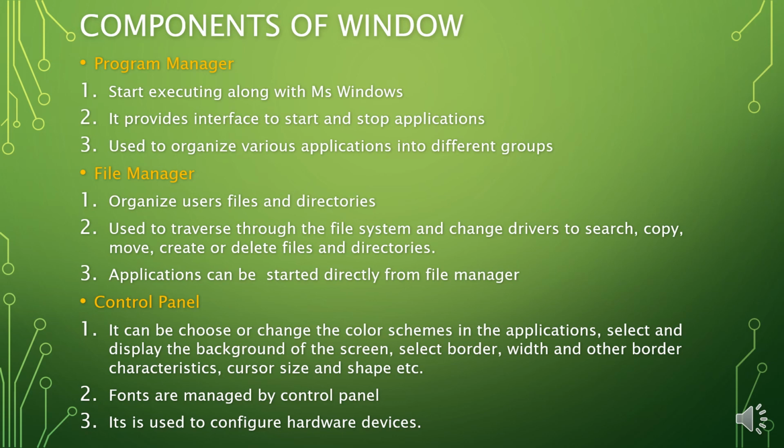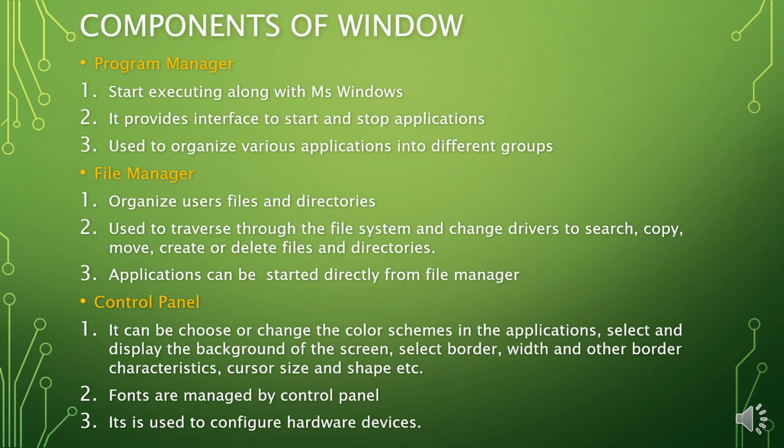The last one is the Control Panel. It can be used to choose or change the color scheme in the application. You can change the background of the screen. You can change the wallpaper of the screen. You can select borders with other border characteristics. You can change the cursor size, the image of the cursor or the shape of the cursor with the help of the Control Panel.